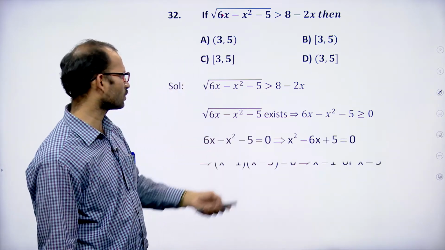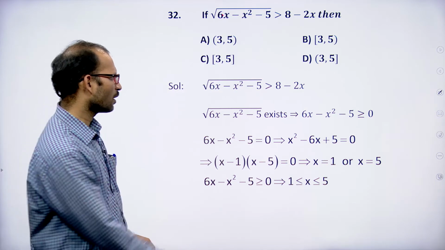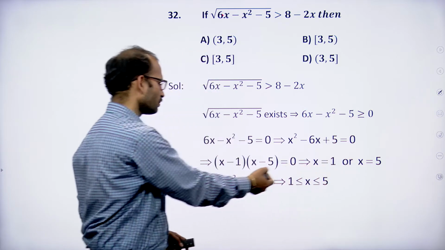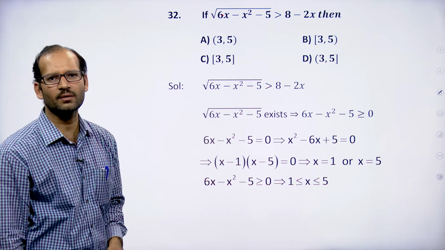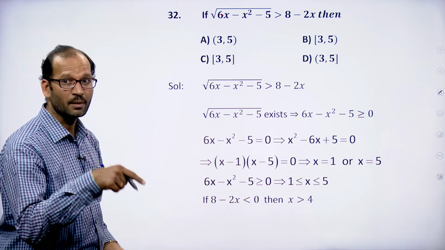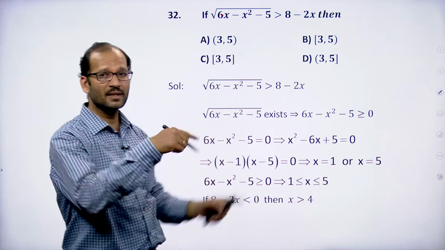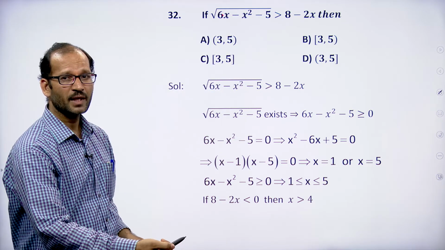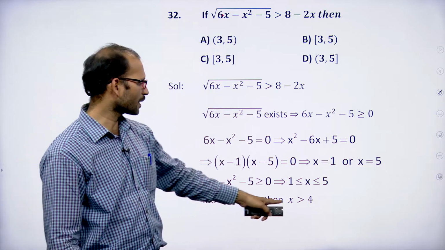So we have found the roots. What are the roots? 1 and 5. Because it is greater than or equal to 0, from that we will get 1 less than or equal to x less than or equal to 5. X lies between 1 and 5. 8 minus 2x less than 0. We are taking the case where this is negative. In the next we will take the case where this is positive. So this is negative and x greater than 4.